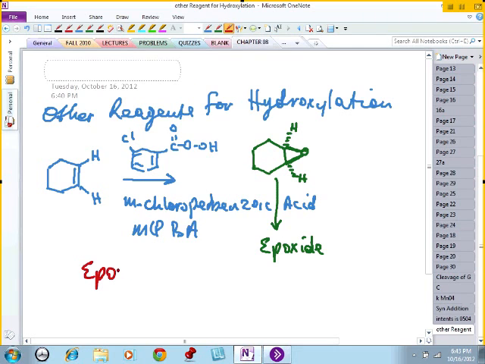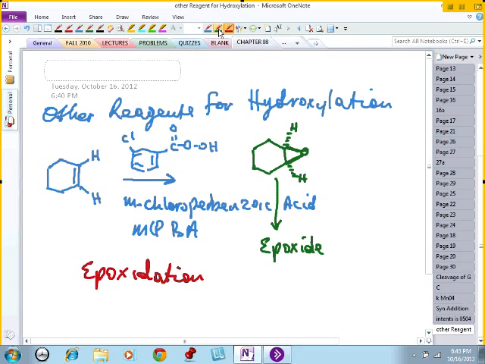I told you we are going to learn organic language. By the time we finish, you guys will be organic chemists. Okay, this is called epoxidation, which is the process of forming an epoxide. And one of the few reagents that will allow us to do that is M-chloroperbenzoic acid, MCPBA, this reagent here.